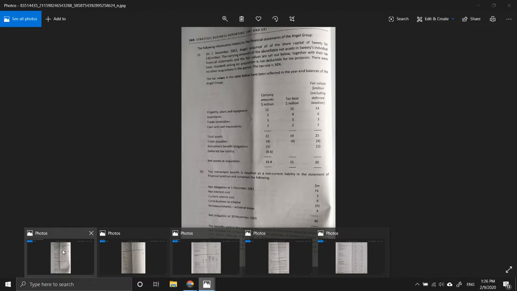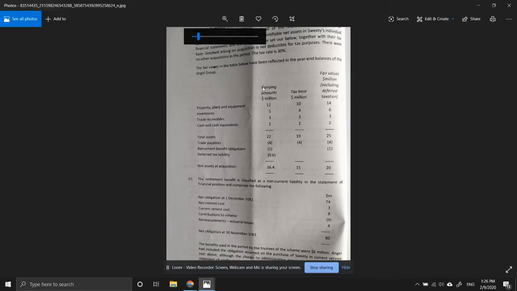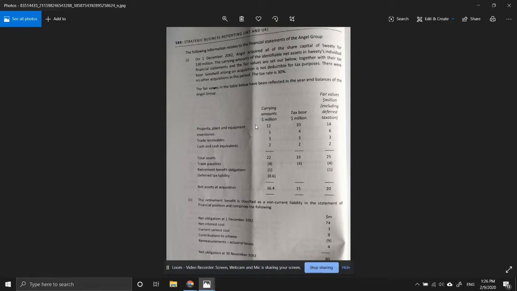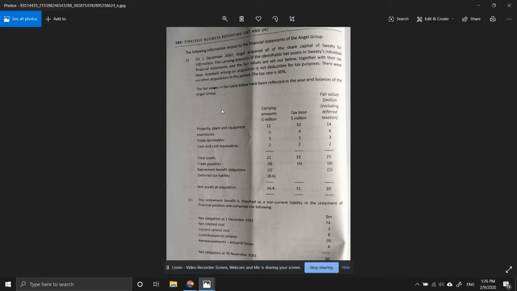So what is the information that we've been given? The following information relates to the statements. On December 20x2, Angel acquired all the share capital of Sweetie for 10 million. So what's our year end? 30th November, right? That means exactly 1 year ago. The carrying amount of net identifiable assets in the individual financial statements and the fair value are set out below, together with their tax base. Goodwill arising on the acquisition is not deductible for tax purposes.